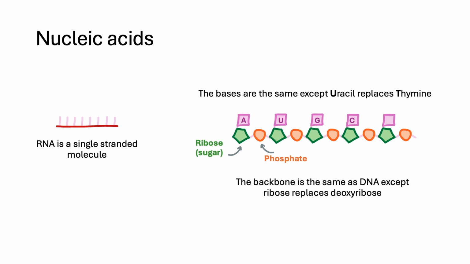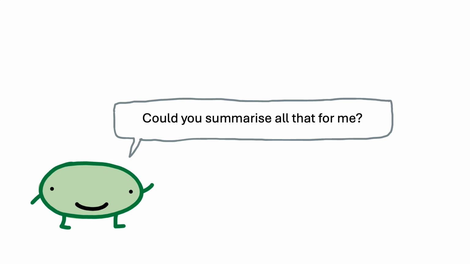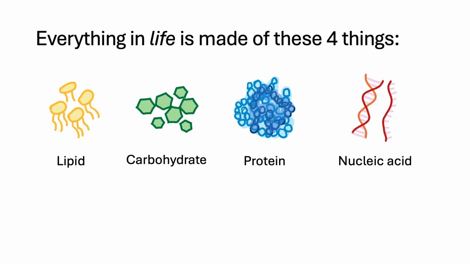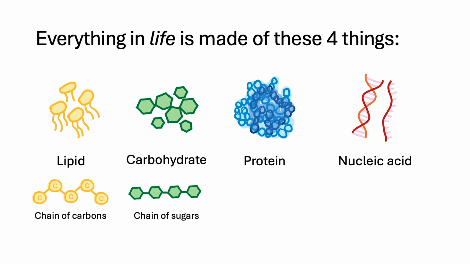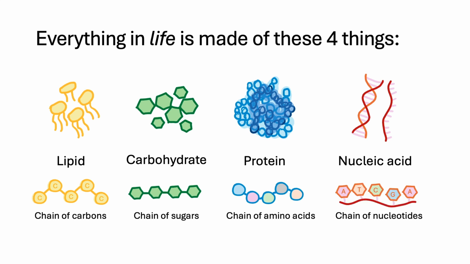And so that is a whirlwind tour of everything that makes up all the biochemicals that we'll talk about. So little green creature, does that make sense to you? Let's summarize everything. Basically, what you need to know is that everything in life is made up of these 4 things: lipids, carbohydrates, proteins, and nucleic acids. Lipids are a chain of carbons, carbohydrates are a chain of sugar, proteins are a chain of amino acids, and nucleic acids are a chain of nucleotides.